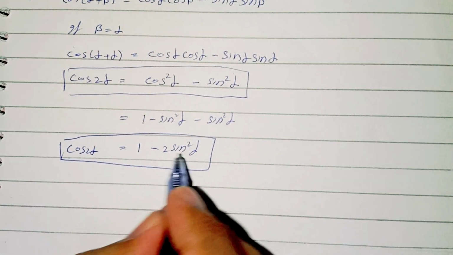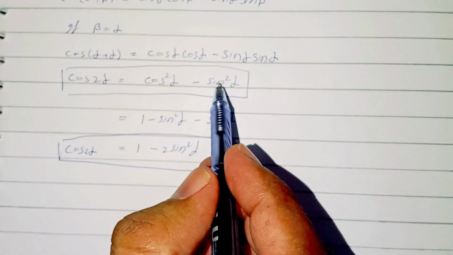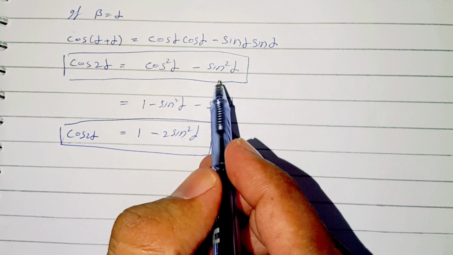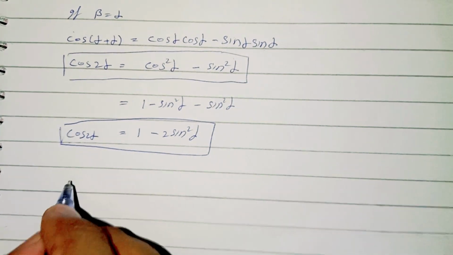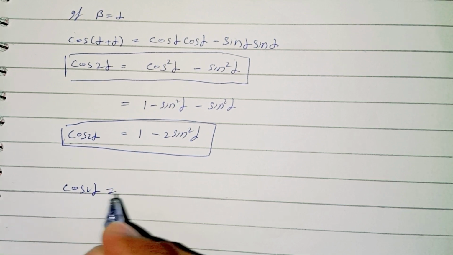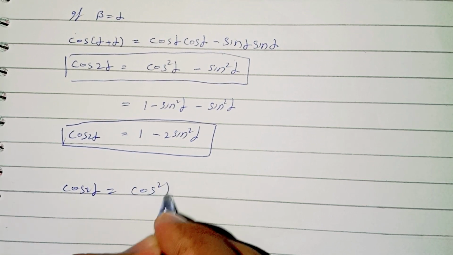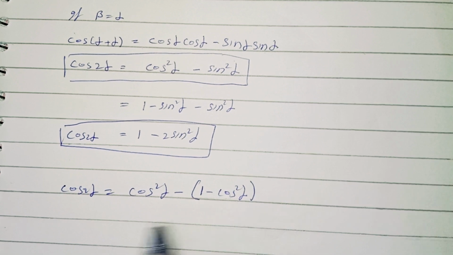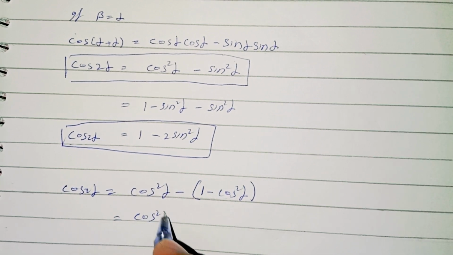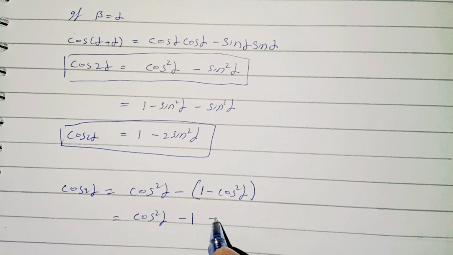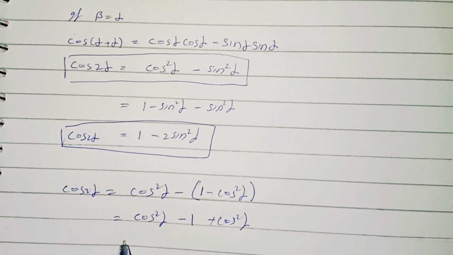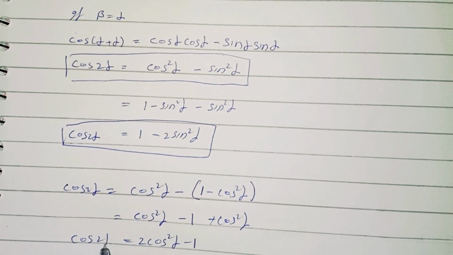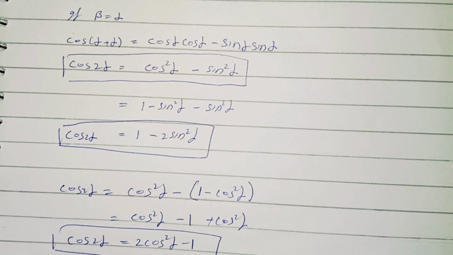We also know that sin square alpha is equal to 1 minus cos square alpha. Here we substitute, so we have cos 2 alpha is equal to cos square alpha minus sin square alpha, which is equal to cos square alpha minus 1 plus cos square alpha, which is equal to 2 cos square alpha minus 1. We have another formula for cos 2 alpha.